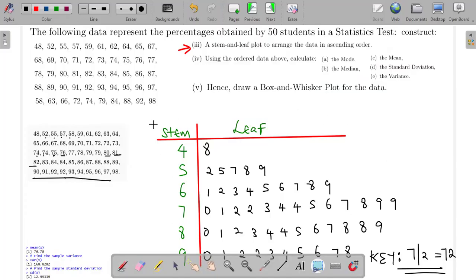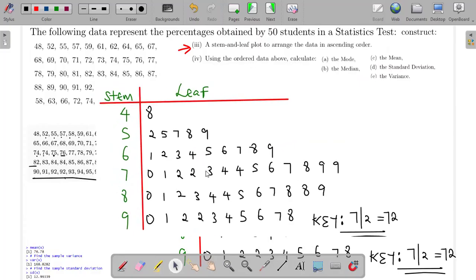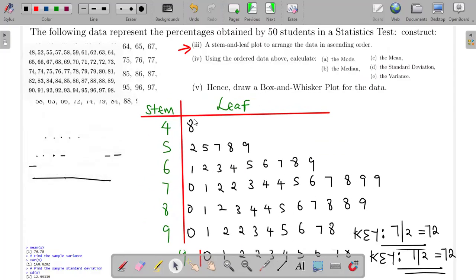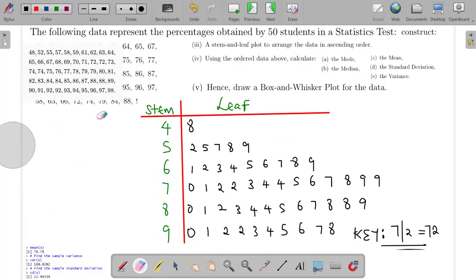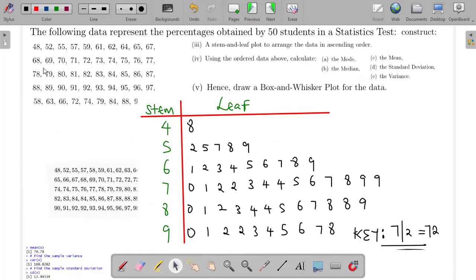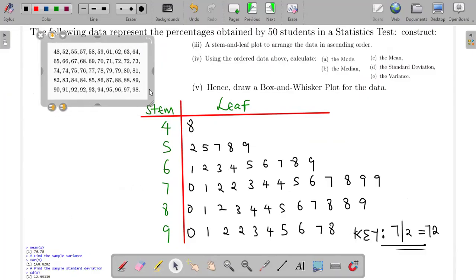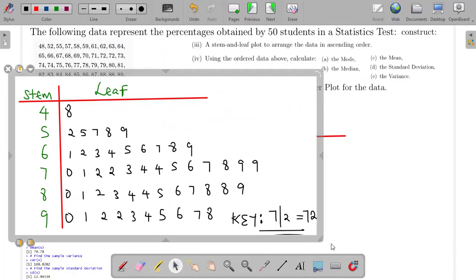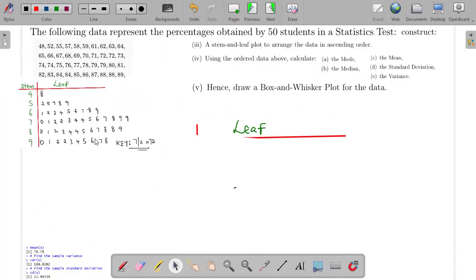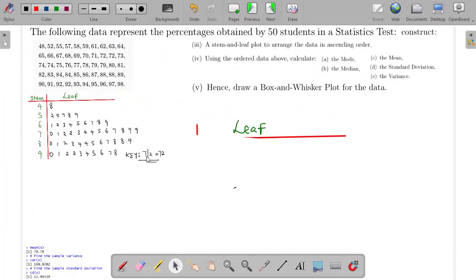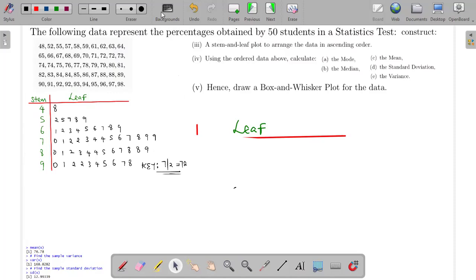Okay, and now we see how can we use this to find whatever they're asking us to find. Okay, so let's do that. So this is my stem and the leaf plot. I can make it just a little bit smaller so that we create space for solving other questions.